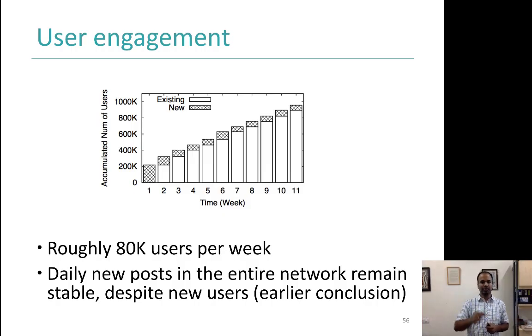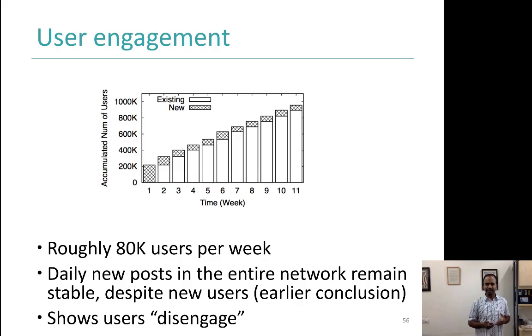If you see the new content that is generated per week on the graph, it seems to be the same across. Even though more users are getting added to the network, it doesn't look like the new content being generated is increasing. That's the interesting conclusion that you see in this graph. Daily new posts in the entire network remain stable despite new users joining, while the accumulated number of users is increasing.